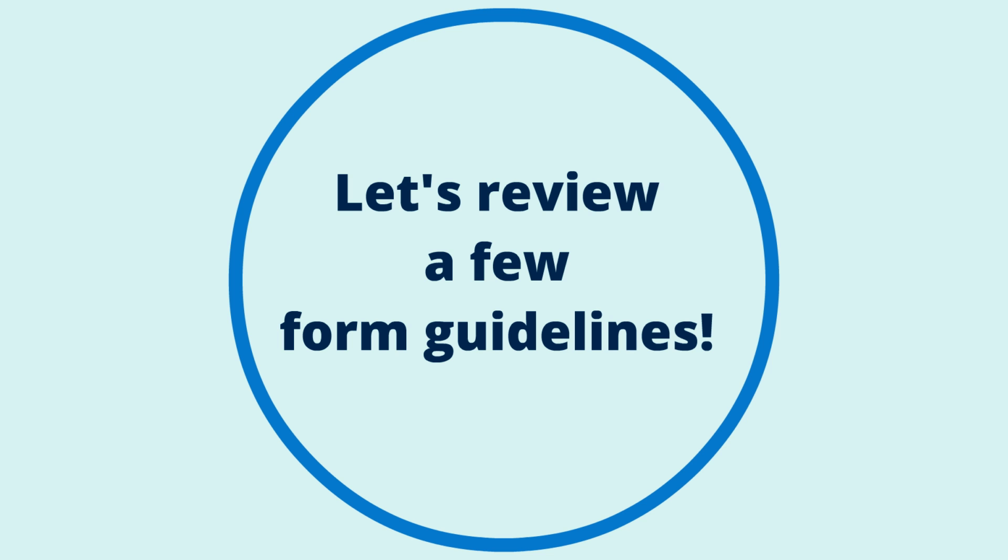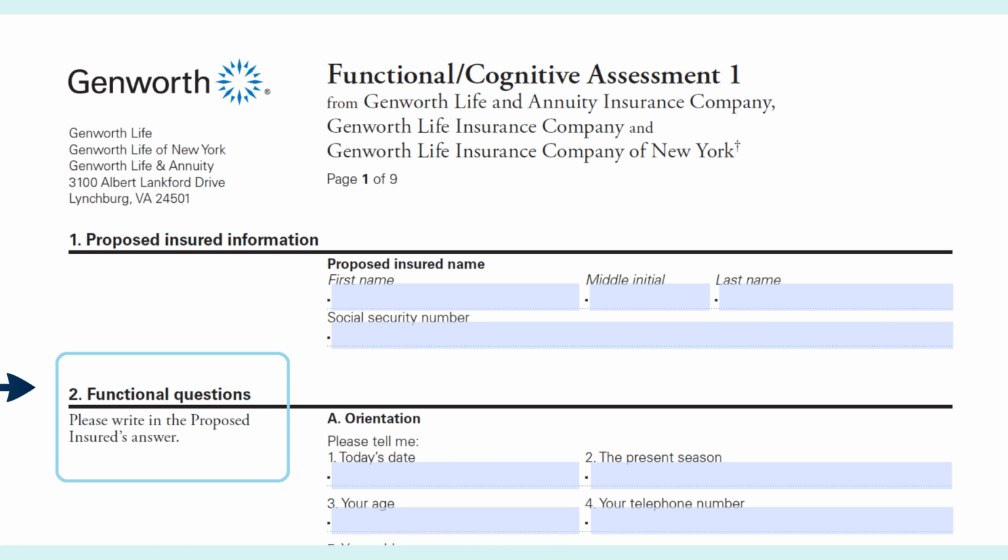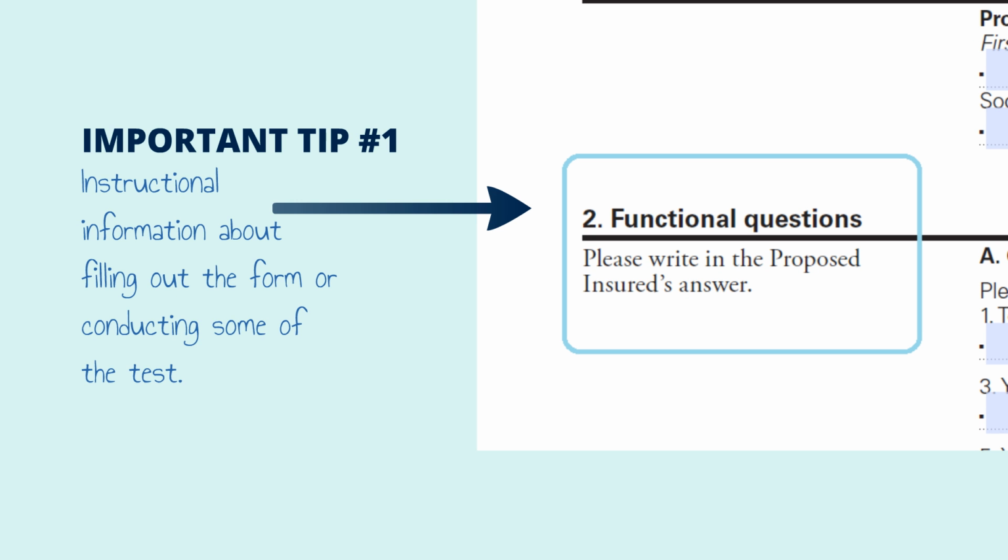First, let's review a few form guidelines. The form is 9 pages long. The first two sections are fairly self-explanatory and similar to the questions asked on a senior assessment form. You will be collecting name, social security number, and providing a response to questions regarding orientation and lifestyle. Please pay close attention to the text in the left margins. It provides instructional information to you about filling out the form or conducting some of the test.